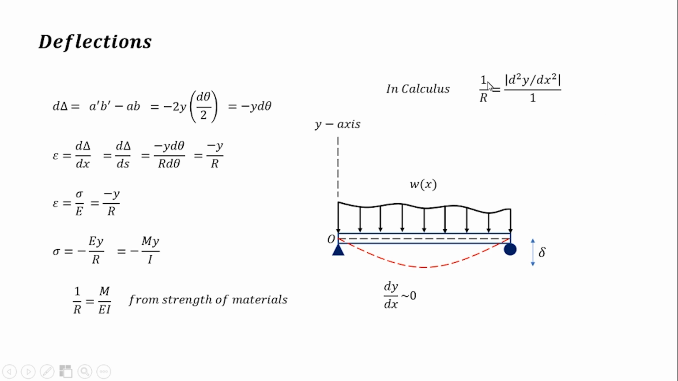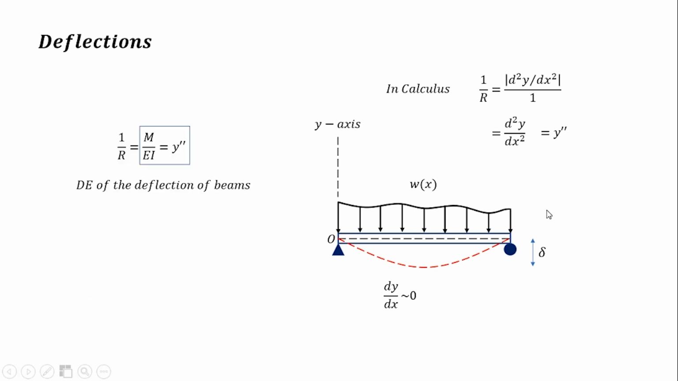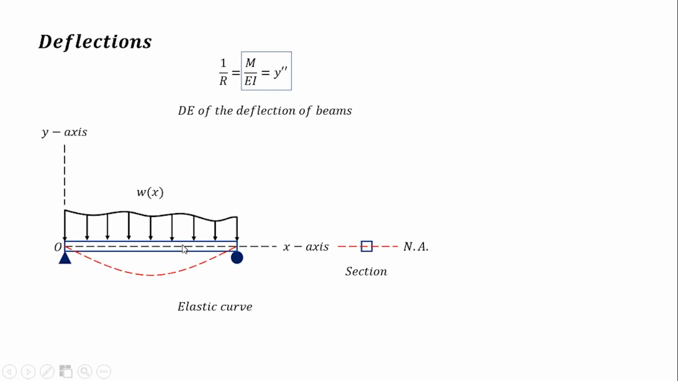Magkakaroon tayo now ng 1 over r is equal to, yung numerator is the second derivative all over 1, or that is also equal to the y double prime, or 1 over r is equal to the second derivative nga. So this is now the differential equation of the deflection of the beam. So we will use this equation of y double prime is equal to M over EI. So for our designations for this deflection equation, yung ginagamit natin na variable of deflection is variable y. So this is the deflection of the beam at any distance x.